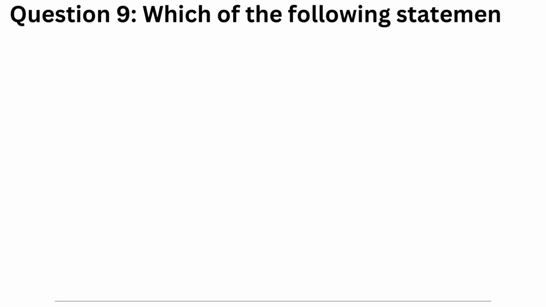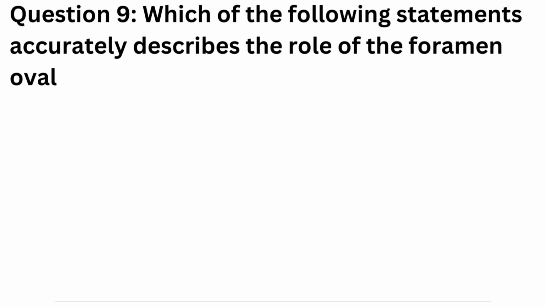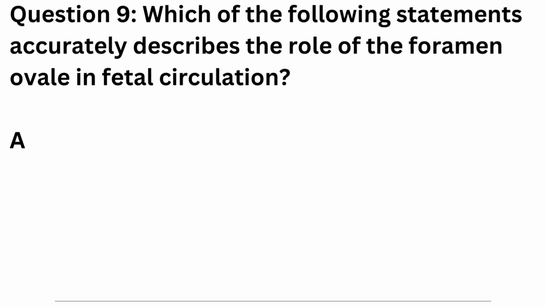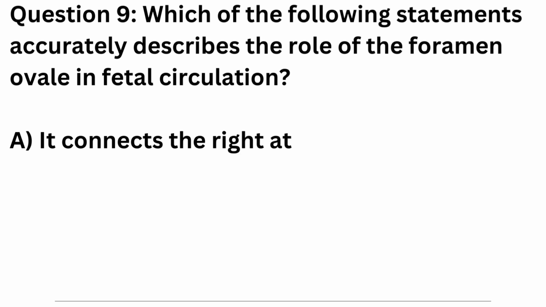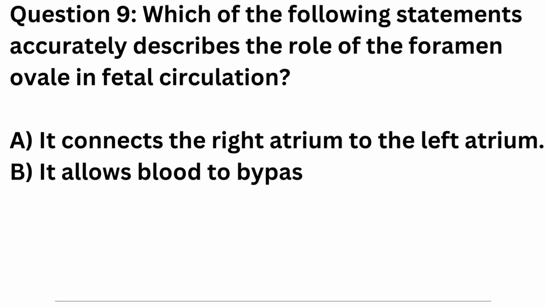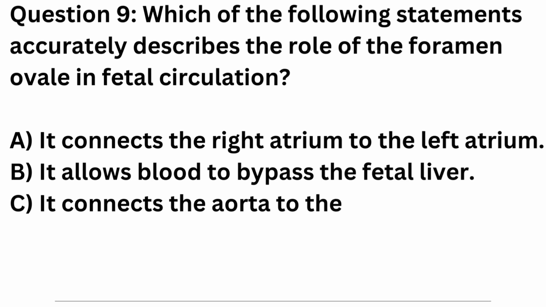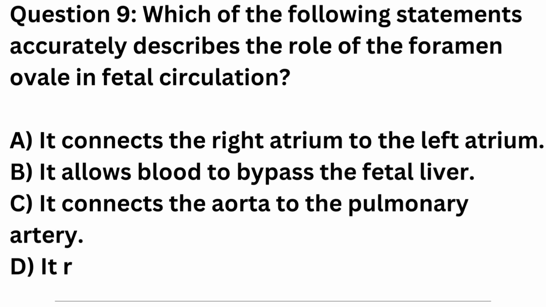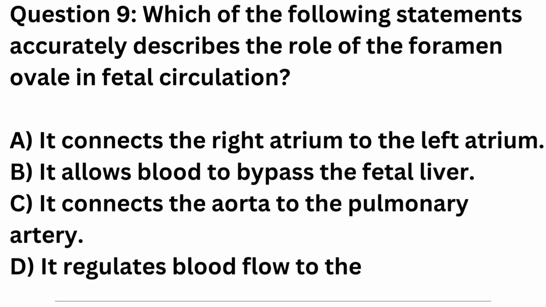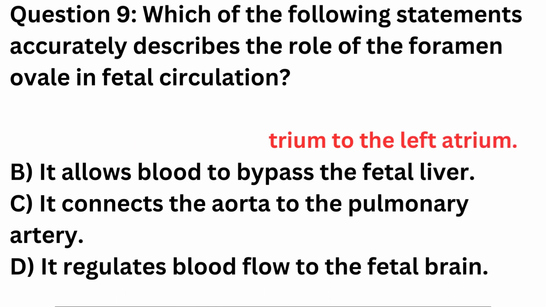Question 9. Which of the following statements accurately describes the role of the foramen ovale in fetal circulation? A. It connects the right atrium to the left atrium. B. It allows blood to bypass the fetal liver. C. It connects the aorta to the pulmonary artery. D. It regulates blood flow to the fetal brain. Correct answer is A. It connects the right atrium to the left atrium.